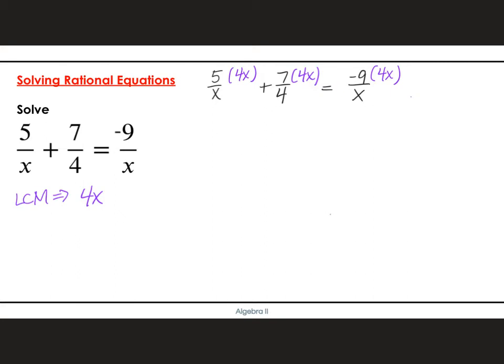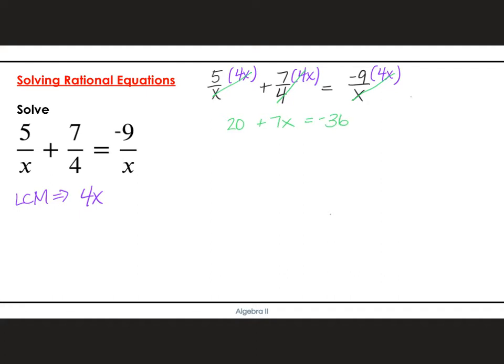And so now I need to look to see what things I can simplify. I have an x and an x here, so then I have 5 times 4, which is 20. I have a 4 and a 4 here, so that's going to be plus 7x that I have left. I have an x and an x here, and then that's going to be equal to negative 36.